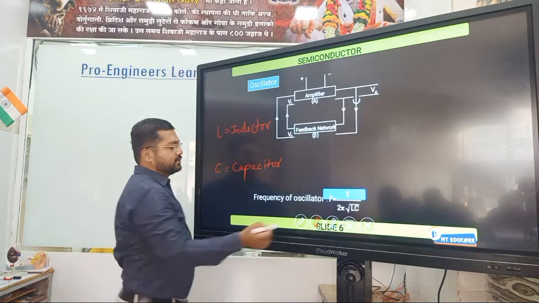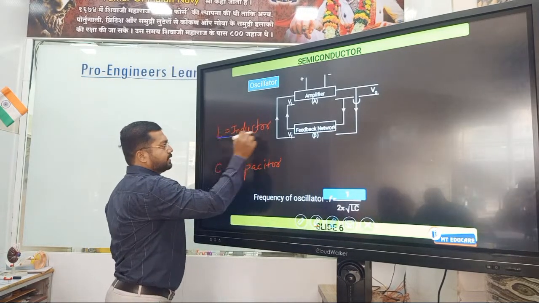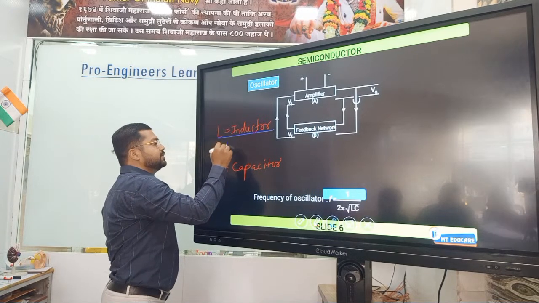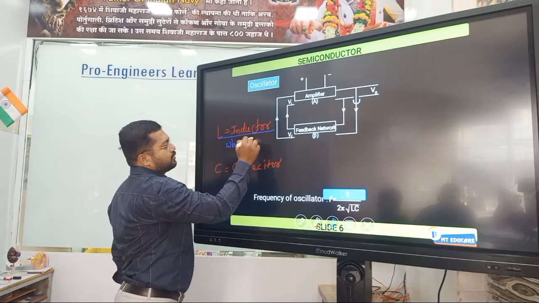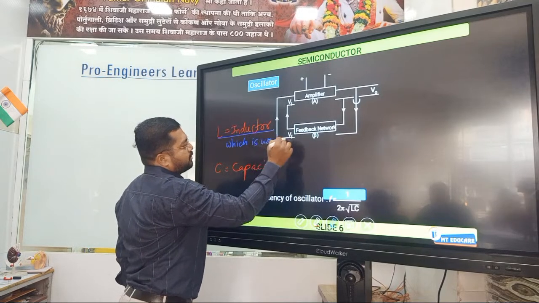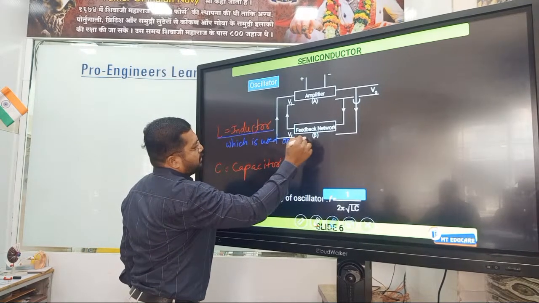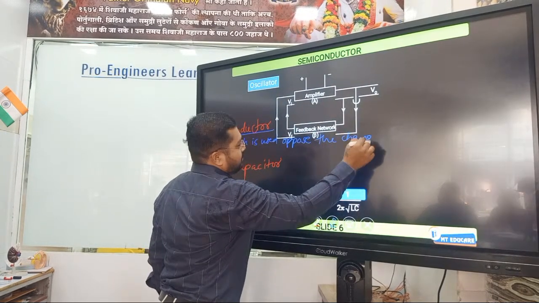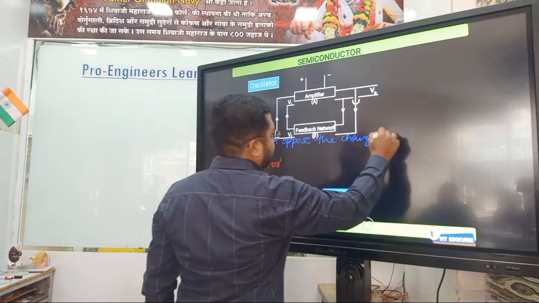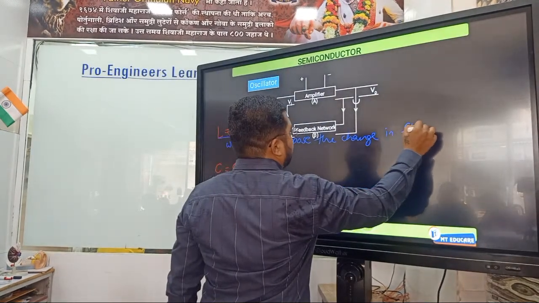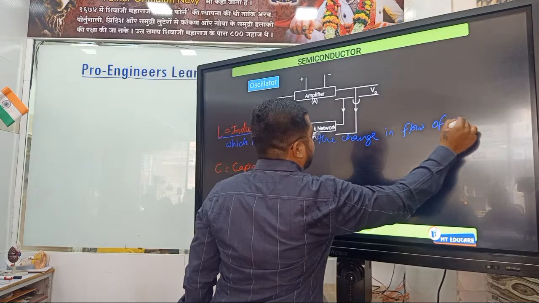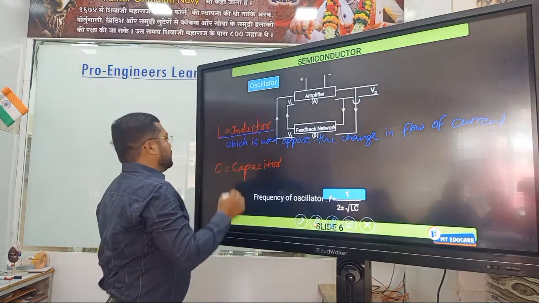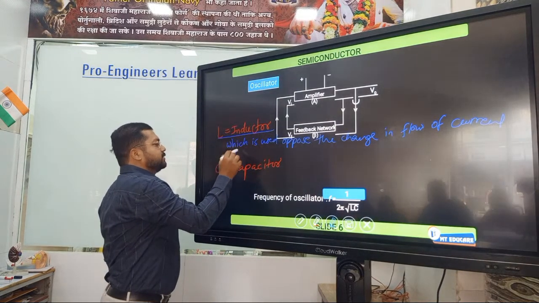Pay attention. For those who are not aware, an inductor is a physical component which is used to oppose the change in flow of current. Its unit is Henry.